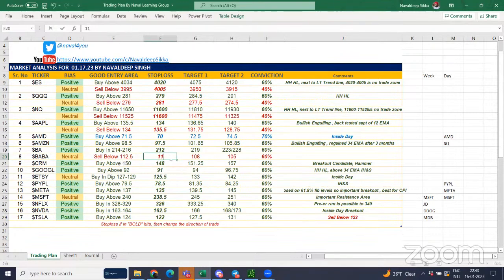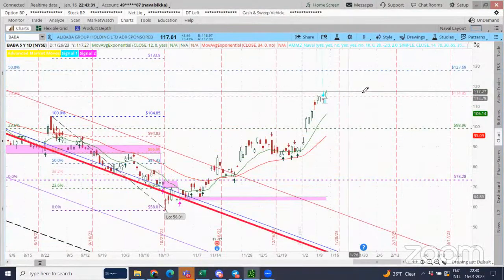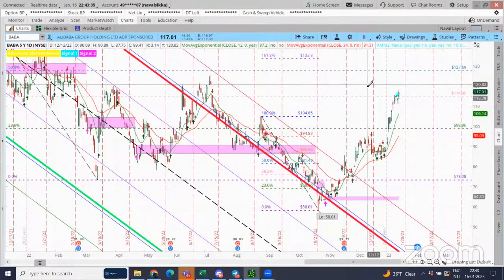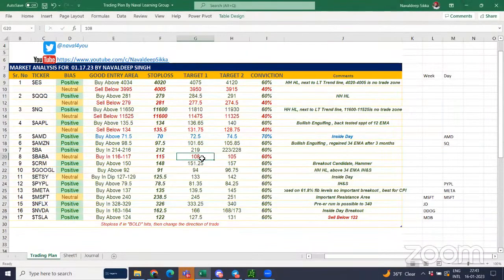So 115 is my stop loss. I want to buy in the range of 116, 117. My target will be the gap towards 121 and 127.